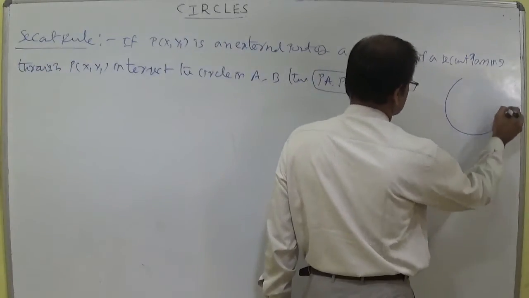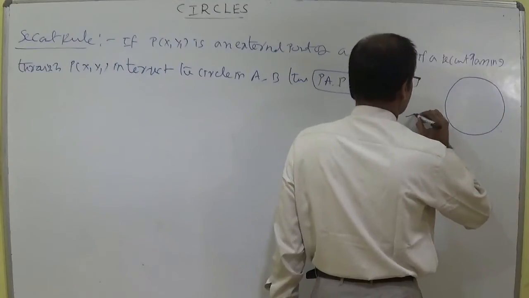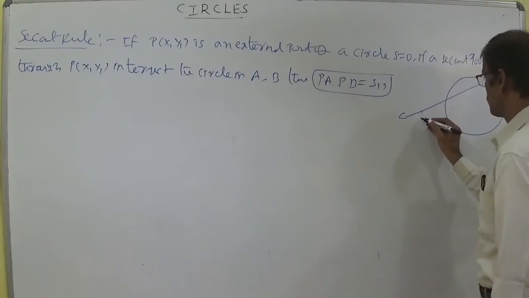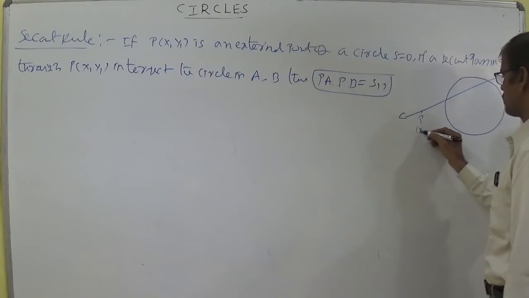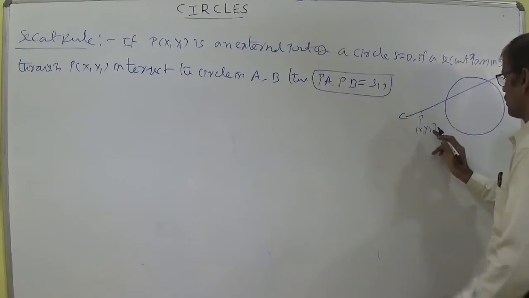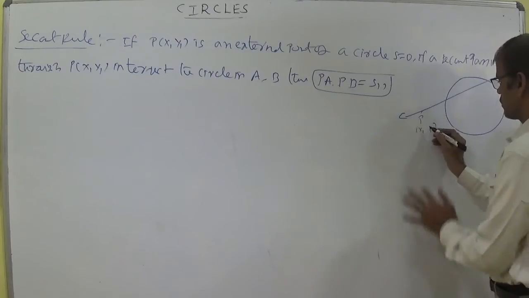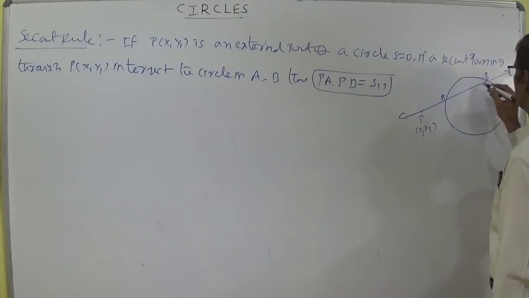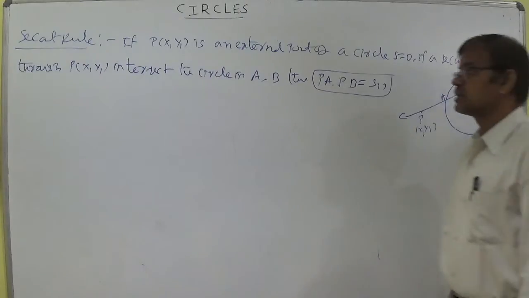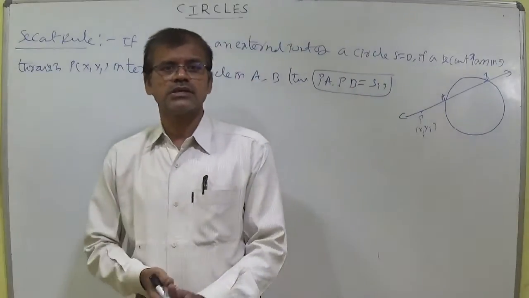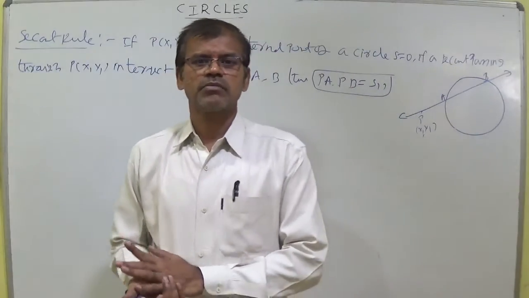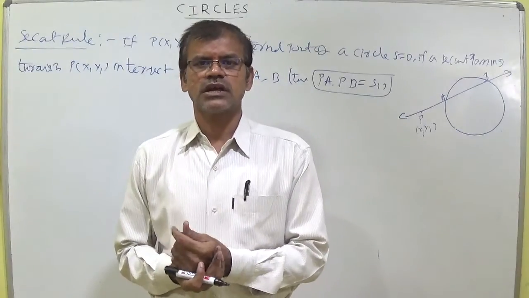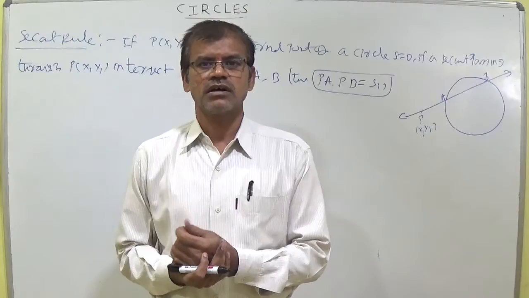Draw the diagram like this. Join the line. Here put P, P(x1, y1). Here you can put A, here you can put B. It depends upon the parametric points of the straight line. For parametric points of a straight line we have x = x1 + r cos theta and y = y1 + r sin theta.